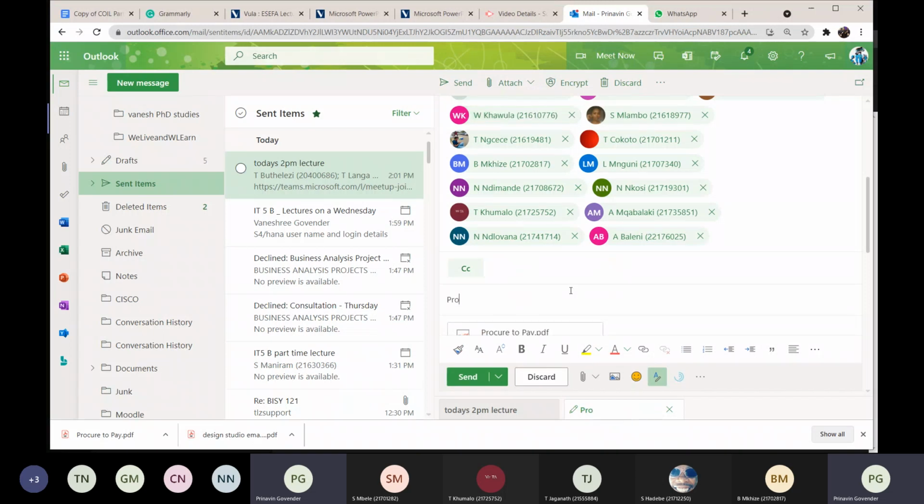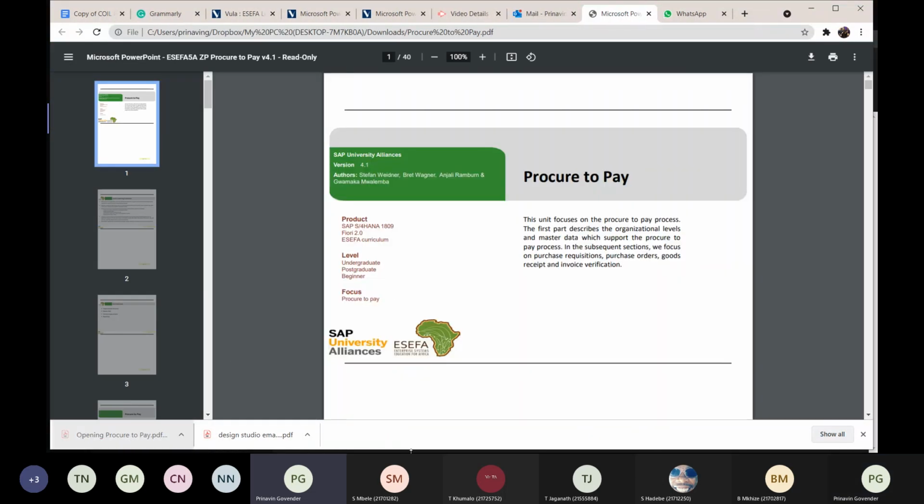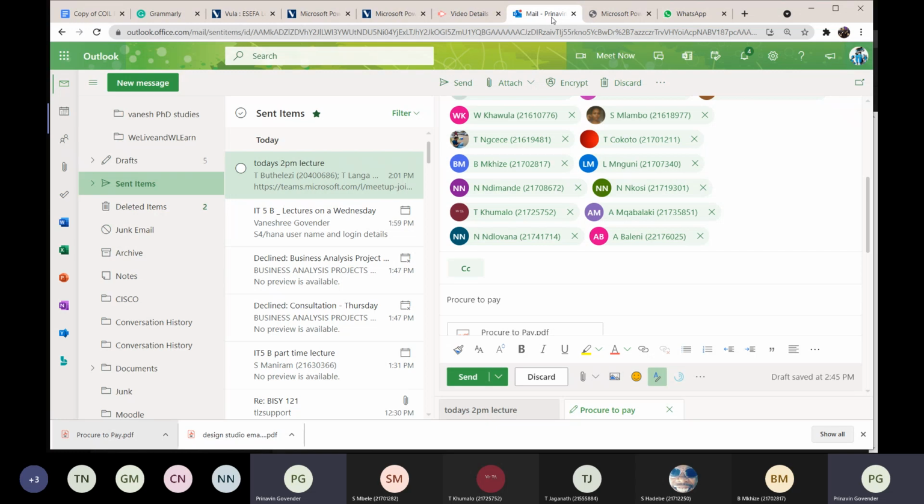Right, so there's my procure to pay PDF notes. Procure to pay. Right, it's the same notes, 1 to 40, yeah. Right, procure to pay.